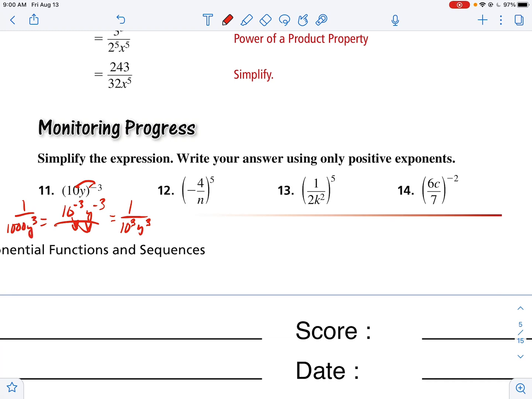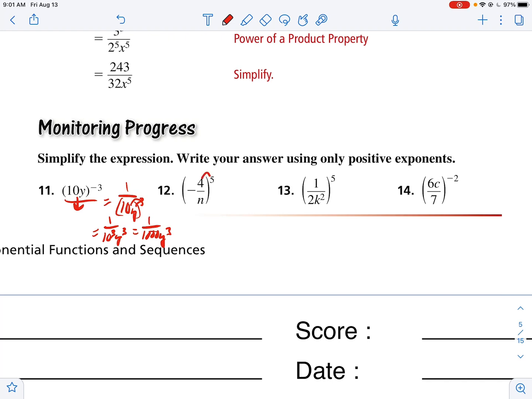Okay. And instead of distributing, you could have also just, let me do a different way here. Could have also just said, well, that whole thing has to jump, so now it's 1 over 10y to the 3rd, then distribute, and you get that 1 over 10 to the 3rd, y to the 3rd, which is 1 over 1,000 y to the 3rd.